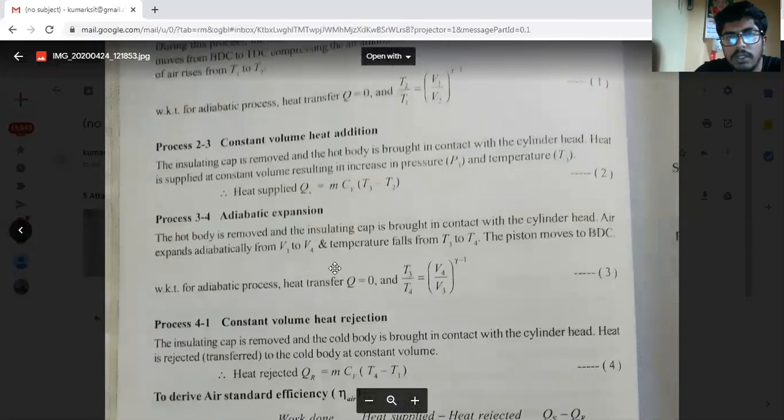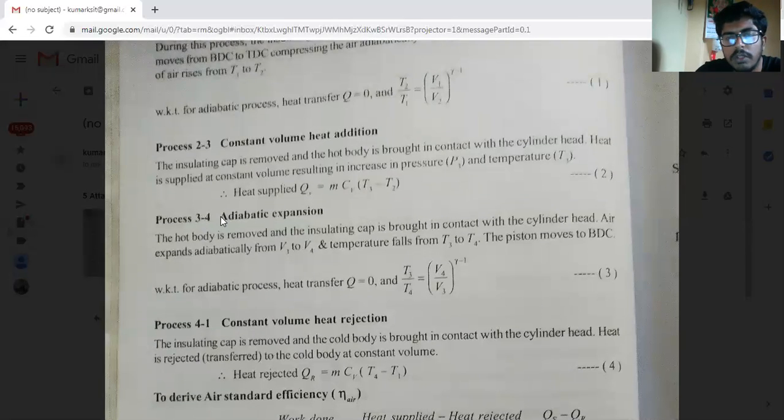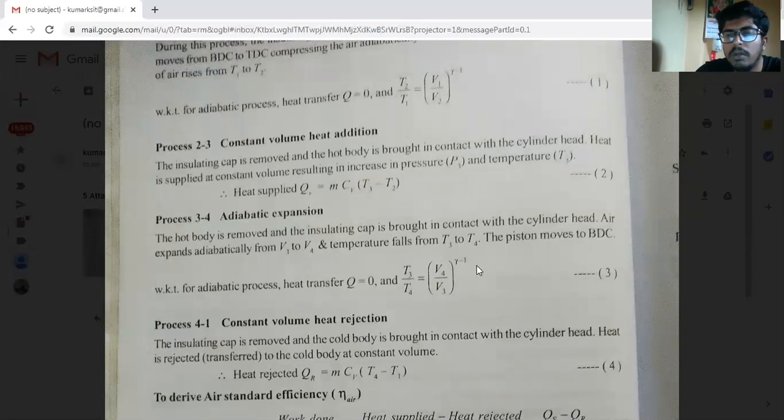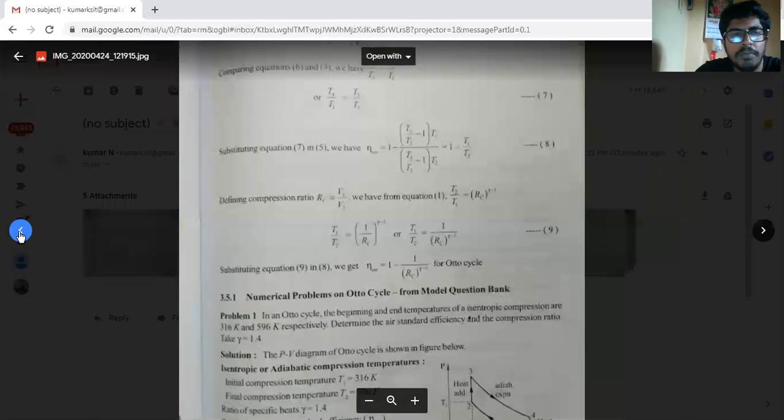Here you can see the expression during the process 3 to 4. T3 by T4 equals V4 by V3 whole power gamma minus 1. Take it as equation number 3.